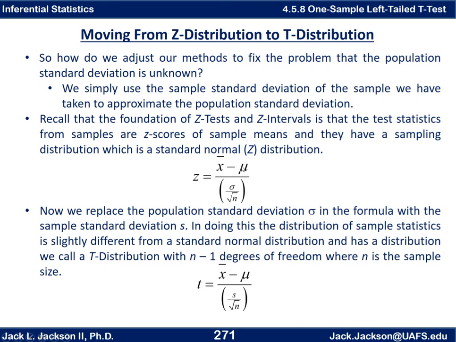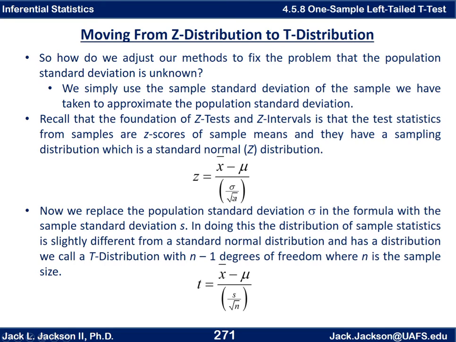So if we do x bar minus mu divided by sigma over the square root of n, the sigma over the square root of n is the standard deviation of the x bars, sometimes called the standard error of the mean. This gives us a z-score, and the distribution of these z-scores are distributed normally. Not only normally, but with a standard normal, mean 0, standard deviation 1.